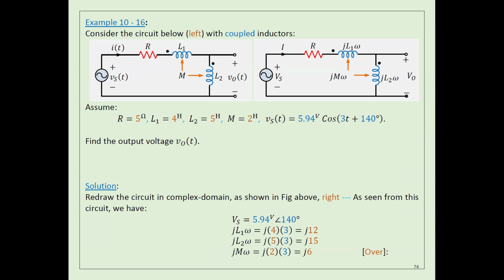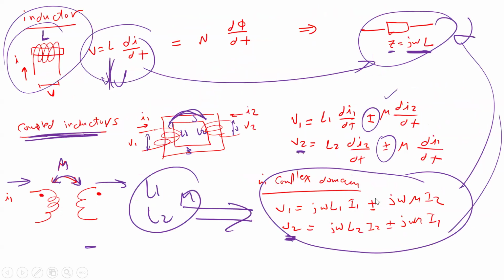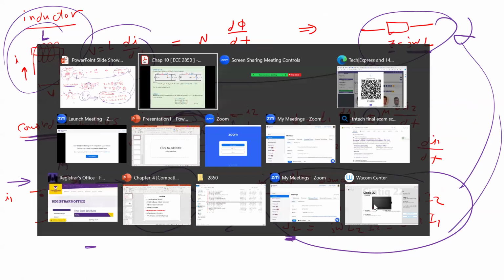We have two voltages, one because of L, one because of M. M is coming from the other side. So now they are in the same polarity, they are assisting each other. That means when I use this formula here, I have to make it plus. That's what you see right now.